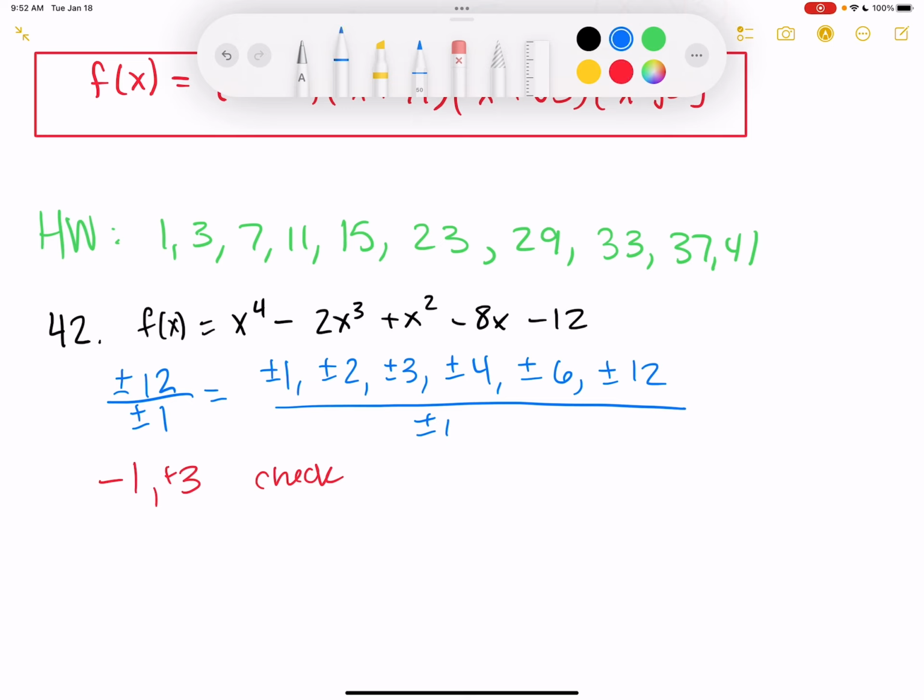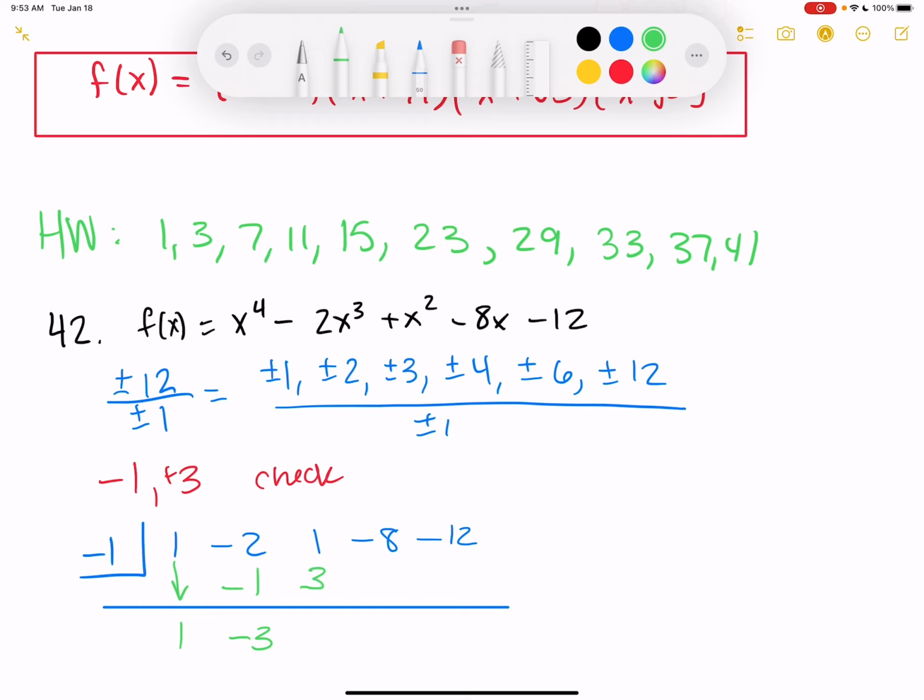I'm going to start with the -1 in the top. So -1, and then I'm going to copy down all the numbers. Remember, if anything's missing, we put a 0. In this case, it's not. So 1, -2, 1, -8, -12. So then bring down the 1. 1 times -1 is -1. Minus 2, -3. Times -1 is +3. Gives you 4. -4, -12, +12. Ends with a 0.